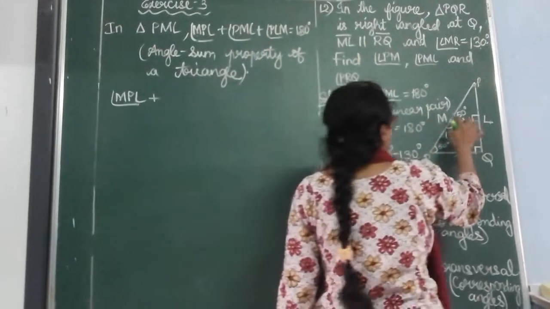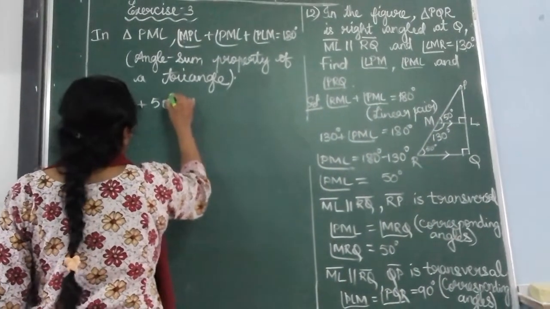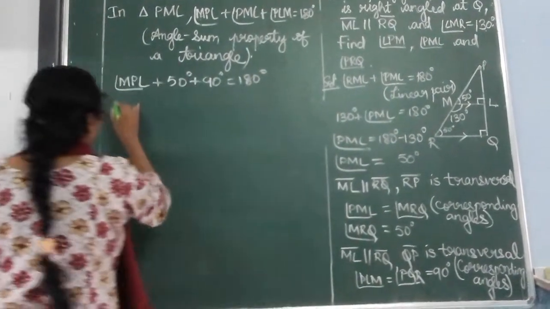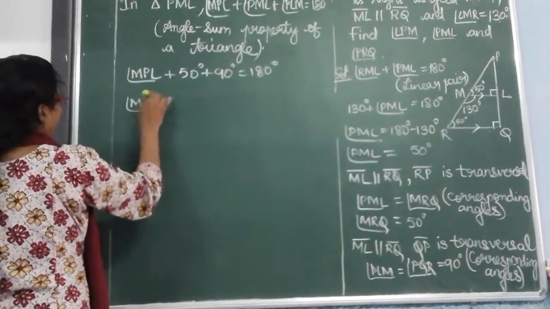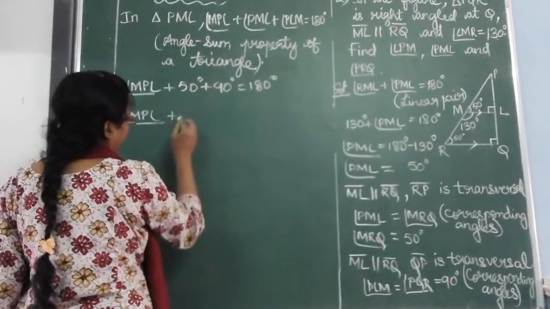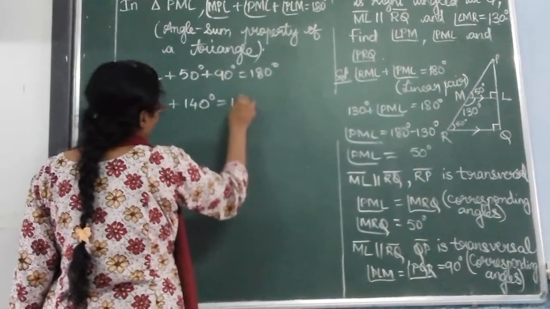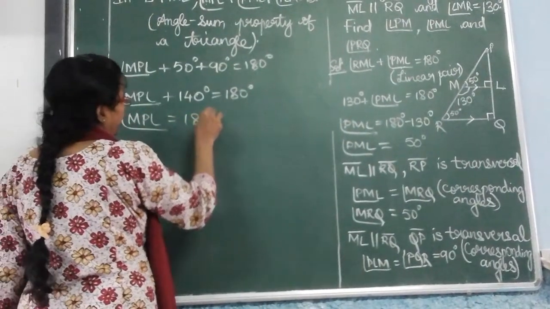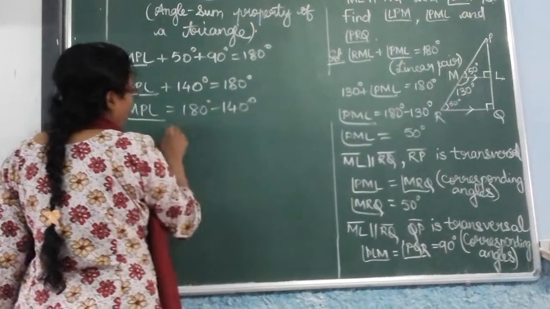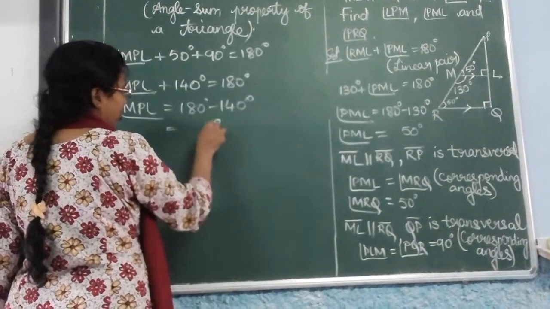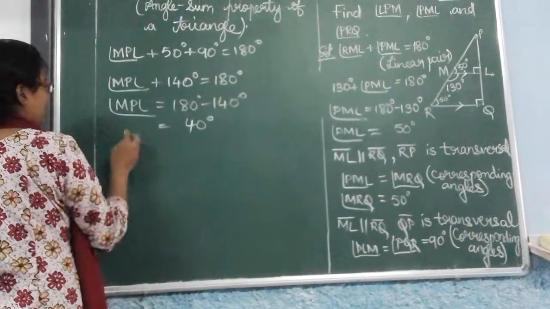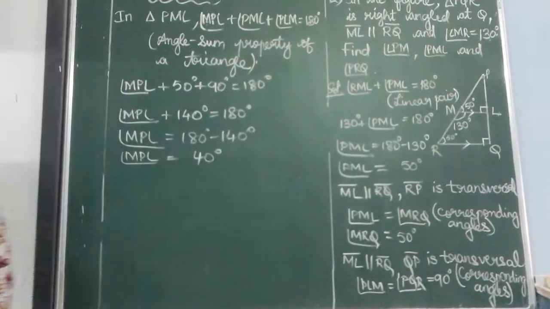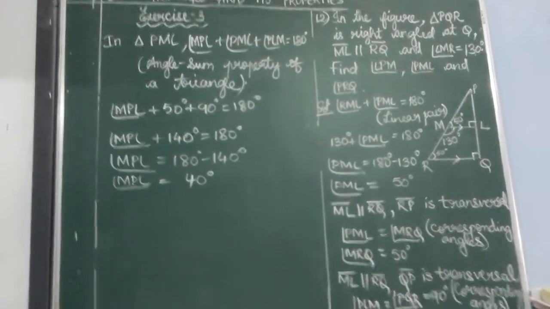Now this is nothing but angle M. Angle M is 50 degrees and the angle L is 90 degrees. So this should be equal to 180 degrees. So now MPL plus, I am going to add both of them. This is 140 degrees is equal to 180 degrees. So angle MPL is equal to 180 degrees minus 140 degrees. 180 minus 140, 0 minus 0 is 0, 8 minus 4 is 4, 1 minus 1 is 0. So you got MPL is equal to 40 degrees.